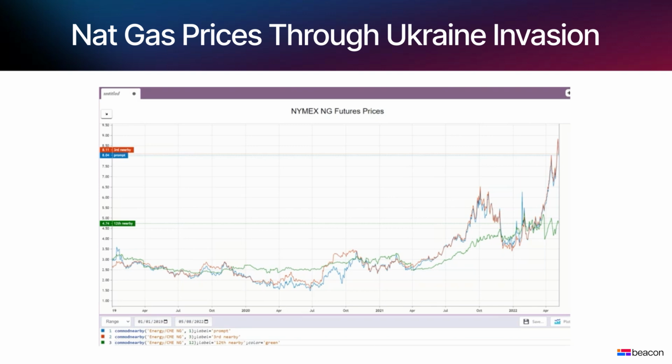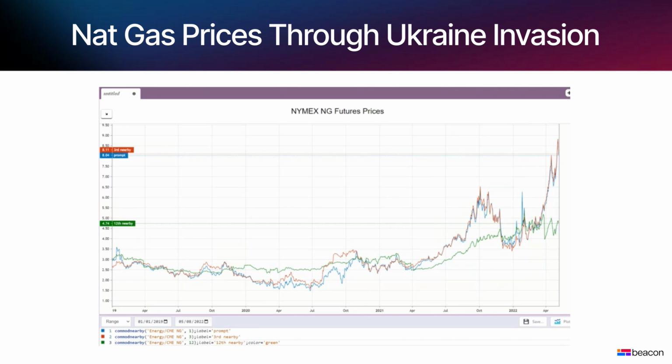So the blue line here shows the price of the prompt futures contract. That is the futures contract that's closest to settlement. So for NYMEX natural gas, there are futures contracts that settle once a month. And so this is the contract that's sort of closest to settlement, the prompt contract. The red line here shows the price of the third nearby. That's the contract third closest to settlement, so about 3 months in the future. And the green line shows the 12th nearby price, so about a year to settlement. And you can see the prices ramp up at the end of 2021 and into 2022 as the market got worried about Russia invading Ukraine.